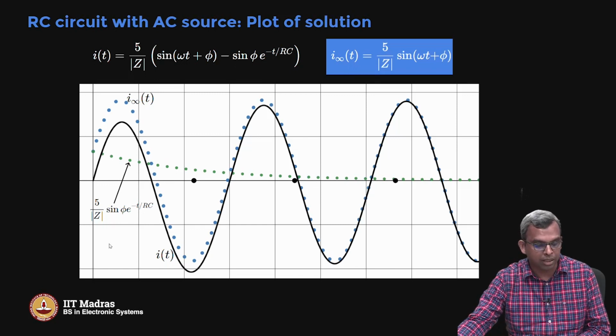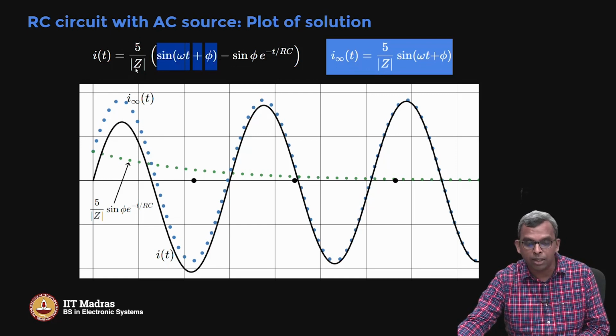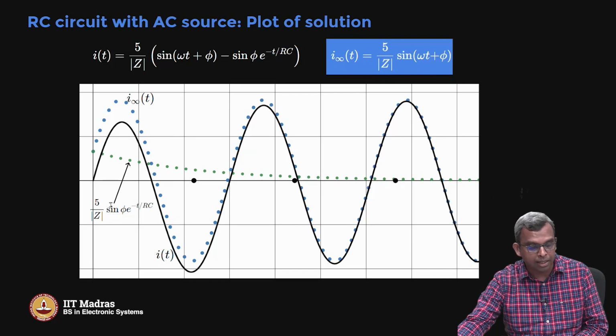Okay. So, here are the plots of the three things. I have plotted I infinity of t, which is the first part of this equation, right, phi by mod C into sine omega t plus phi. I have also plotted in green this part alone. Okay. So, this second part alone, phi by mod C sine phi times e power minus t by RC, that is this. What will be the actual I of t? The difference of these two, right, that is the black curve. Okay. So, you see here I infinity is the blue dotted curve. This other term is called the transient term, something that dies out for large t is called the transient term. The transient term is these green dots, and the difference of these two is the actual current I of t. So, you see the I of t is trying to catch up with I infinity of t.